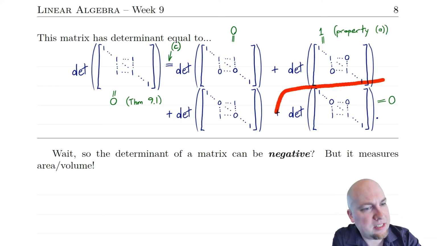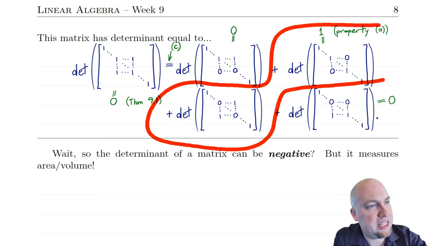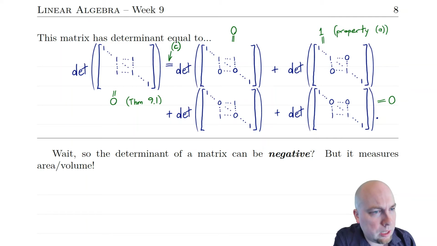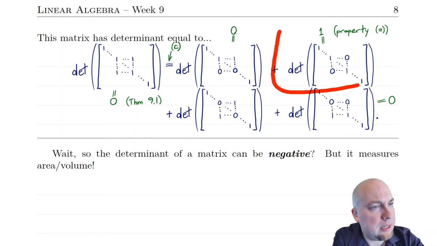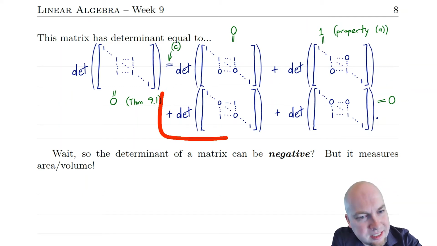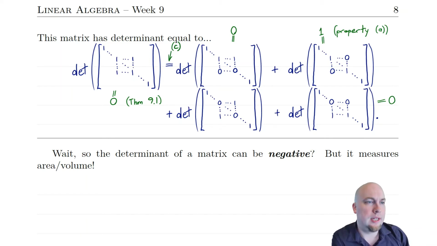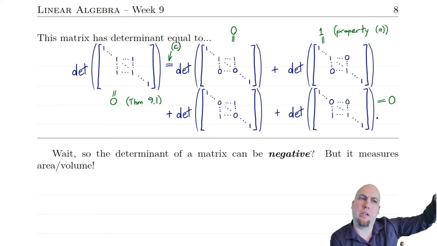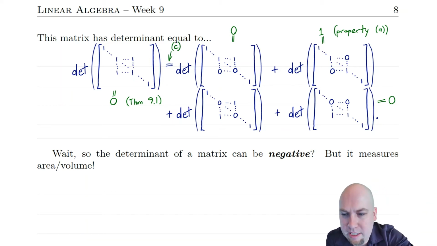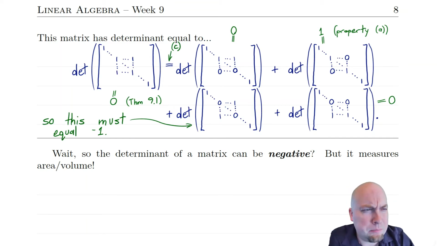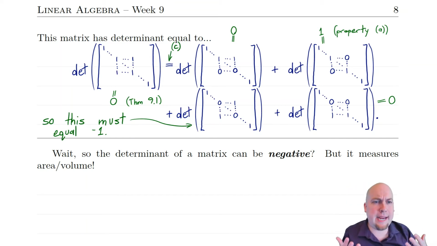So the sum of these two determinants has got to equal 0. But this one up here equals 1. So what does this determinant down here equal? Well, based on the picture that we drew earlier, we thought that it equaled 1, but we're seeing now algebraically, actually, it's got to equal -1. Okay, it equals -1. So what the heck is going on here?